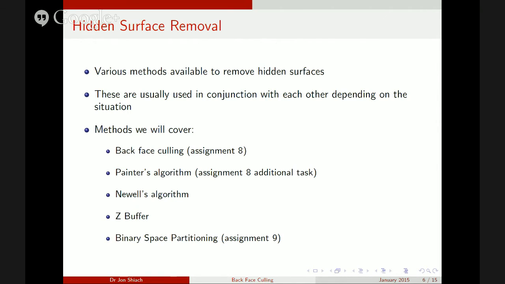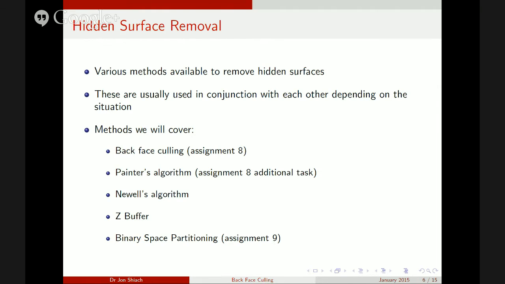Okay, so a lot of these methods are used together with each other, in conjunction or instead of. All these methods depend on what situation you have. The ones we'll be covering are backface culling, which is this morning, and that's used in assignment 8. It's actually a very, very simple method, very dead easy. It won't take me more than about 20 minutes to explain.